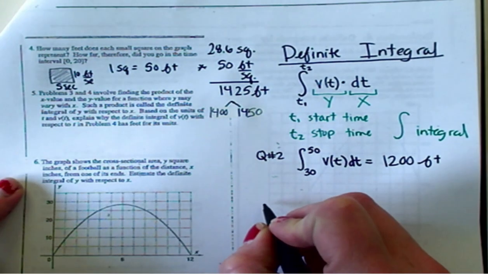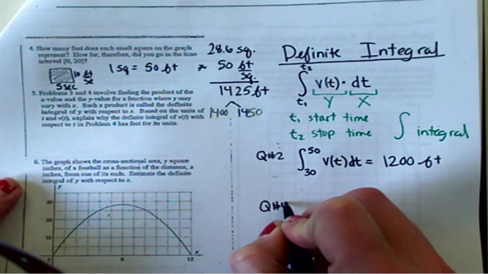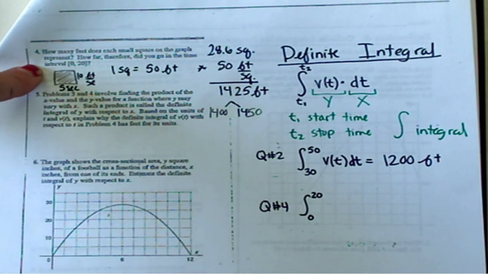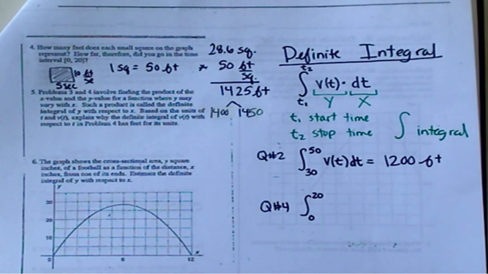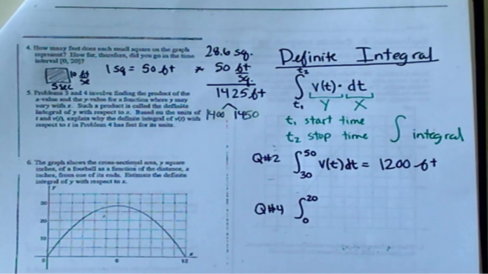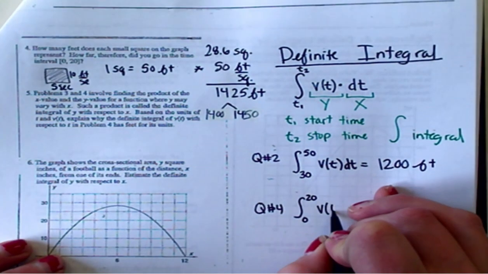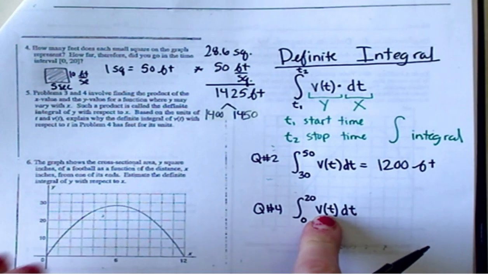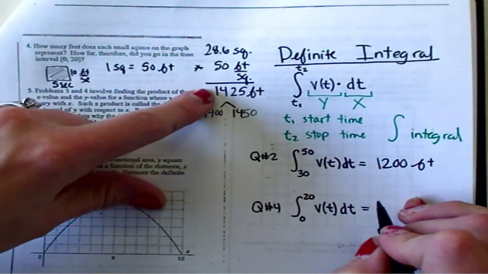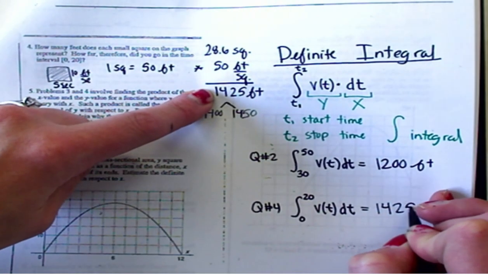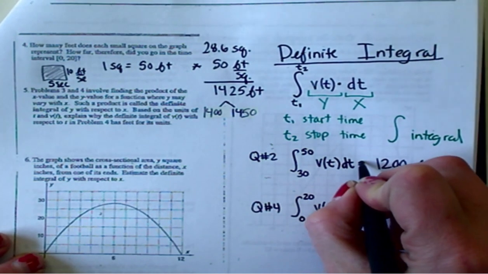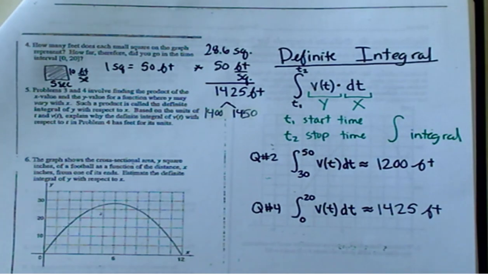Okay, question number 4. From 0 to 20, I was adding up the area, summing, because the integral looks like an S, summing up the area under that graph. V of t names the graph that you're looking at. And we ended up with 1425. Now, you could probably put approximately here because we were estimating this area.